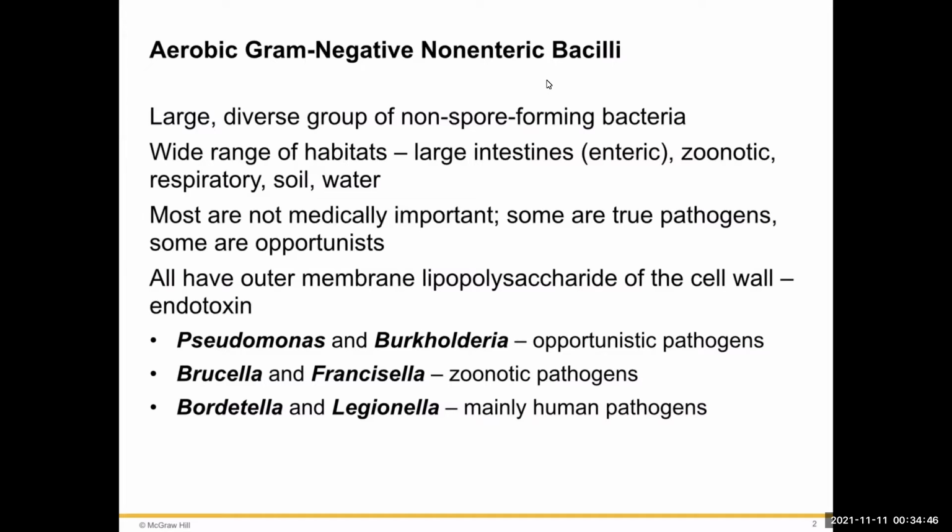All have outer membrane lipopolysaccharides in the cell wall, which produce our endotoxins. So endotoxins are from the lipopolysaccharides on the cell wall. Okay, Pseudomonas and Burkholderia are opportunistic pathogens. Brucella and Francisella are zoonotic pathogens transferred from different species. Bordetella and Legionella are mainly human pathogens.